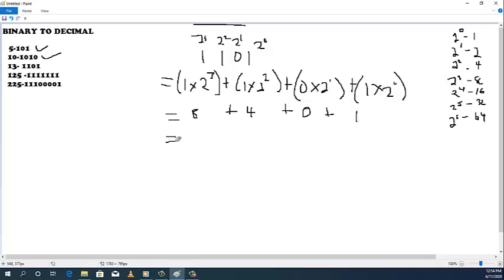Next step, or the last step, we have to add the numbers. 8 plus 4 is a 12, plus 0, 12, plus 1, 13. So we've got our decimal number 13. So it's quite easy, just go on and on, you'll be multiplying.